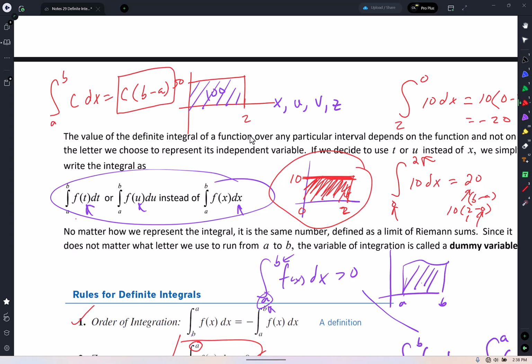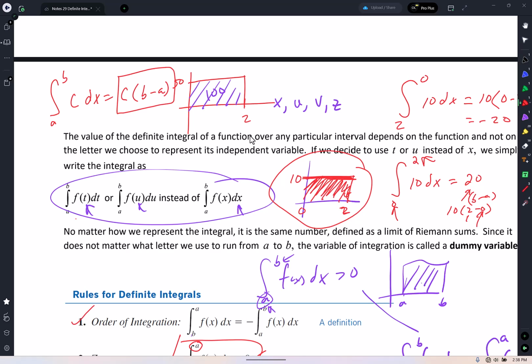Yeah. Now look what happens when I change the limits. Now I start at 2 and I work my way towards 0. So using my little formula, 10 times 0 minus 2. OMG, it gave me negative 20. But that area is 20. Why is it negative all of a sudden? Because I'm going backwards now. Yeah. You see what I did there?